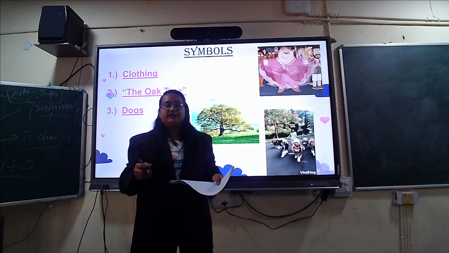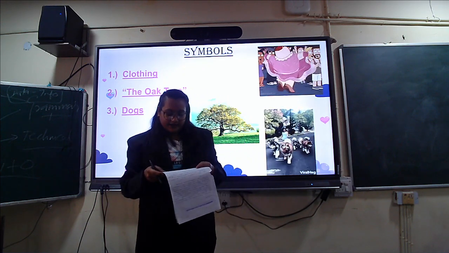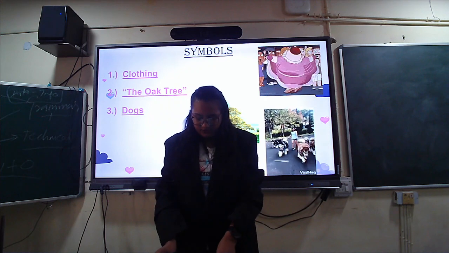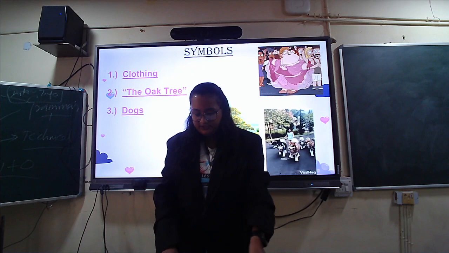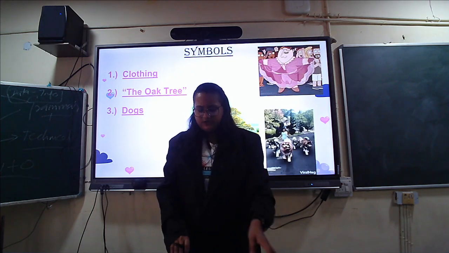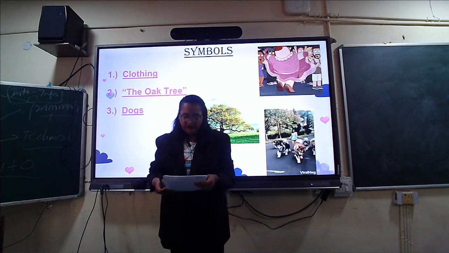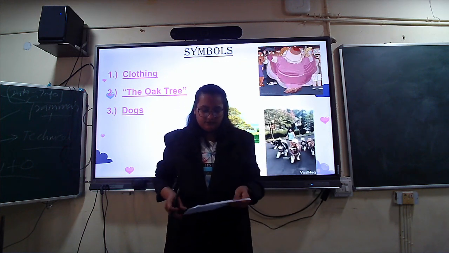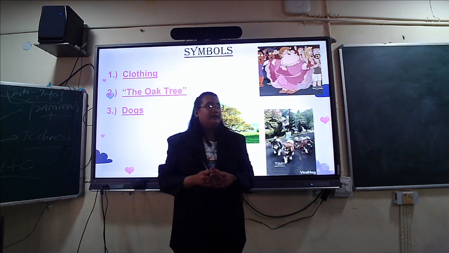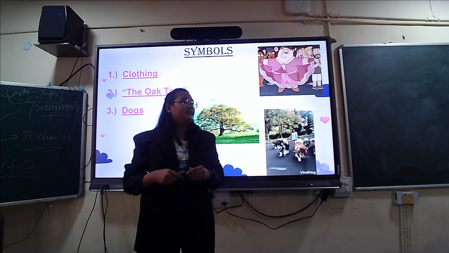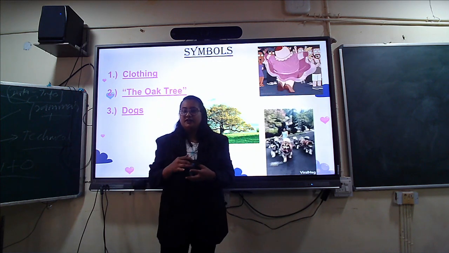In this novel, he used to write poetry and novels, and this represents Orlando's identity as a poet. Orlando is identified as a poet in this novel. So when Orlando wrote this oak tree, he was younger.